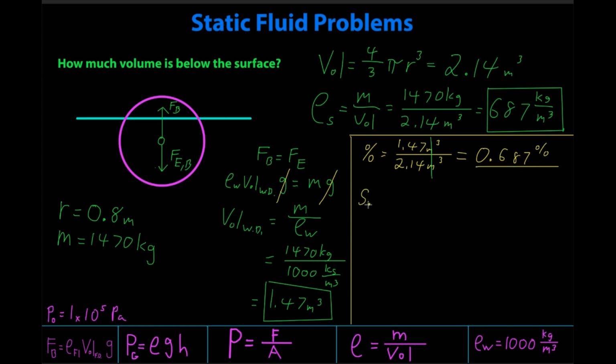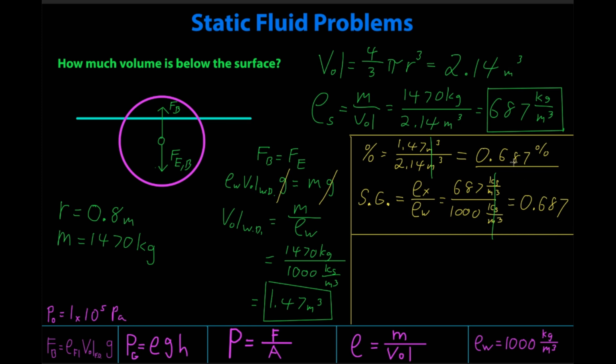A little side note, if you go back a bit and remember what specific gravity was, which is a relationship between the density of a material divided by the density of the fluid, which is in this case water. The density of my material, which is the sphere, is 687 kilograms per meter cubed over 1,000 kilograms per meter cubed. Units cancel, and I get 0.687. So I wanted to show this to you because this is the shortcut.